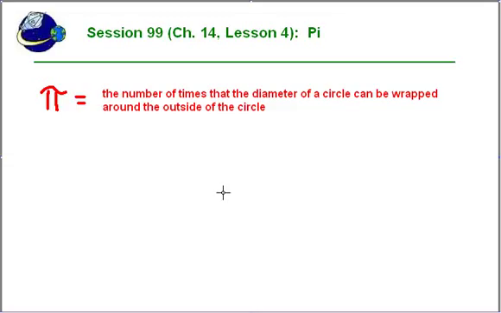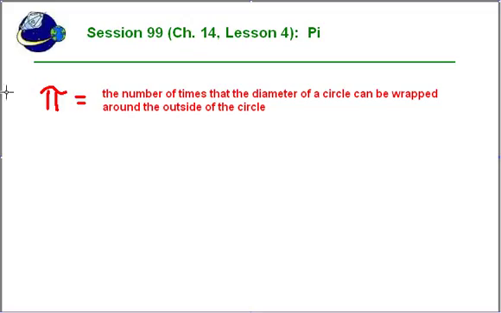In this session 99, we're going to take a look at one of the most famous irrational numbers that there are. And that number is the number pi. Most of you are already familiar with this. Pi is the number of times that the diameter of a circle can be wrapped around the outside of the circle. And remember, the distance around the outside of the circle is called the circumference.